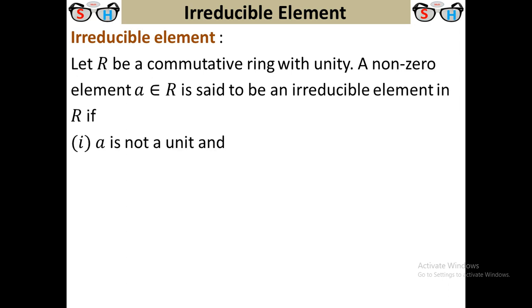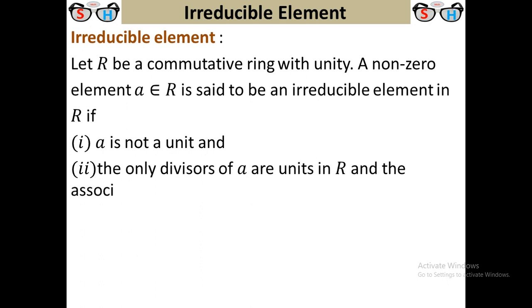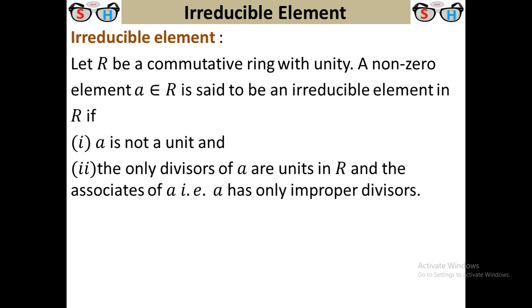The first condition is that A is not a unit in R, and the second condition is that the only divisors of A are units and the associates of A, that is, A has only improper divisors, that is, A has no proper divisors. A divisor of A is a proper divisor if it is neither a unit nor an associate of A. The second condition can also be written in another form. This says that if A equals BC, then either B is a unit or C is a unit.